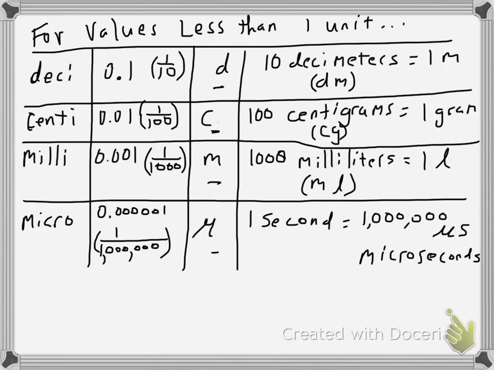Centi, or 1/100th, which is 0.01. Milli, 1/1000th, or 0.001. And micro, another one we won't be using very often, but you'll hear it in later science classes where we talk about 1/1,000,000th of something. You could have a microsecond or a microliter or a microgram. These are very small amounts, but sometimes they're very, very important in science.